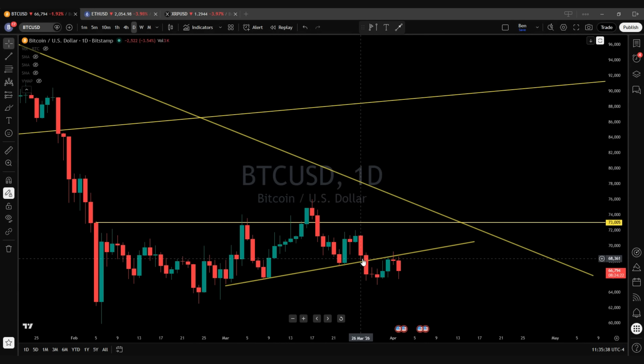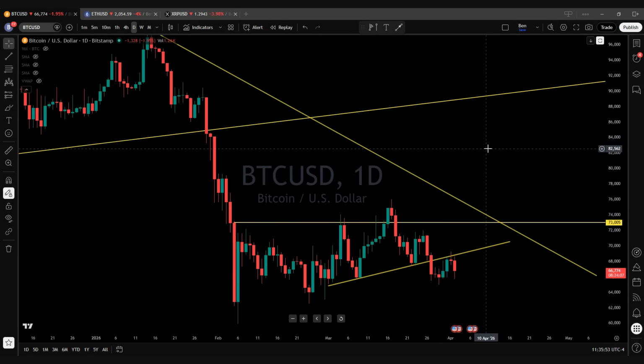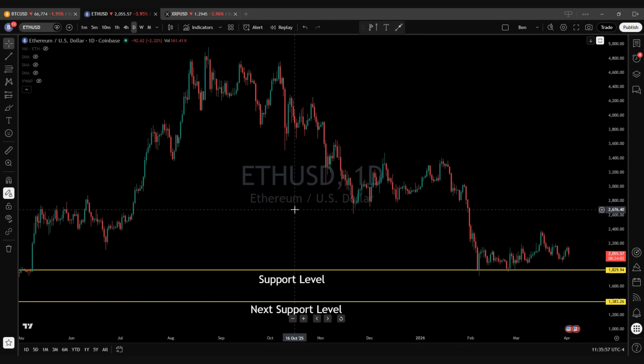So now, if Bitcoin can continue to consolidate, you will get a rejection on this downsloping trend line. But what I'm waiting for is a break above this trend line, confirmation, and then we could play this for an additional long play, and then wait for that upside price target of about $80,588. Let's go ahead and jump into the chart of Ethereum.